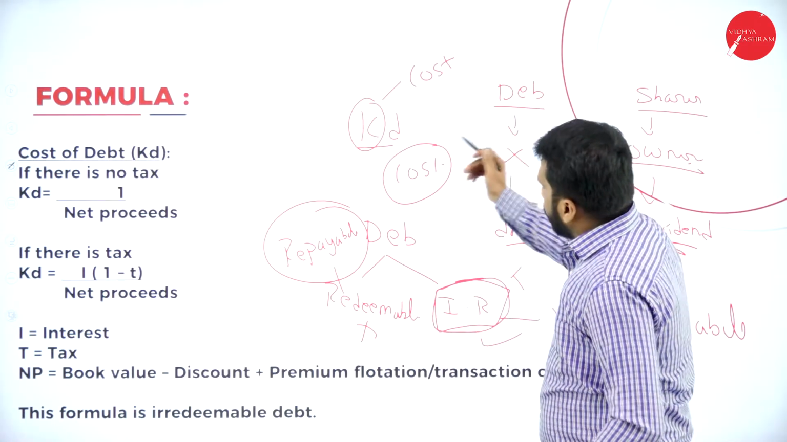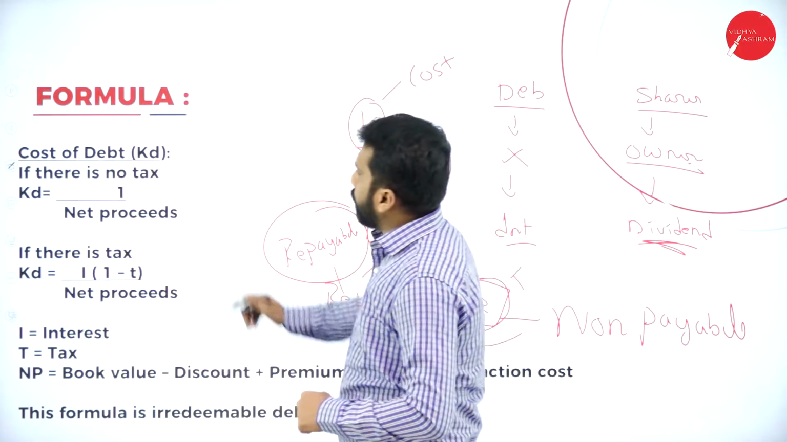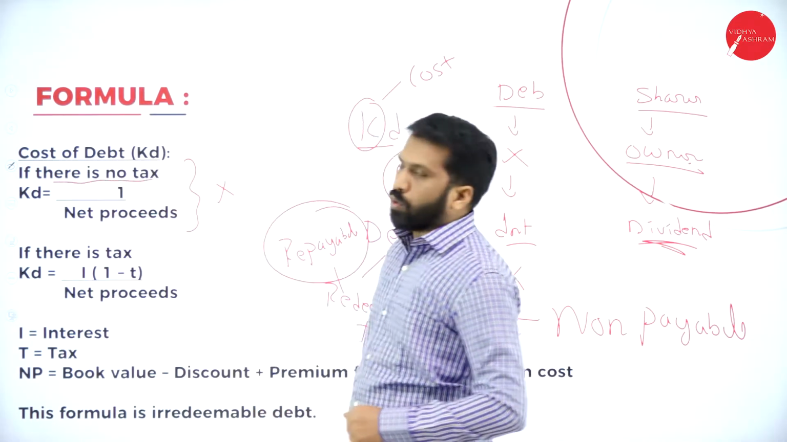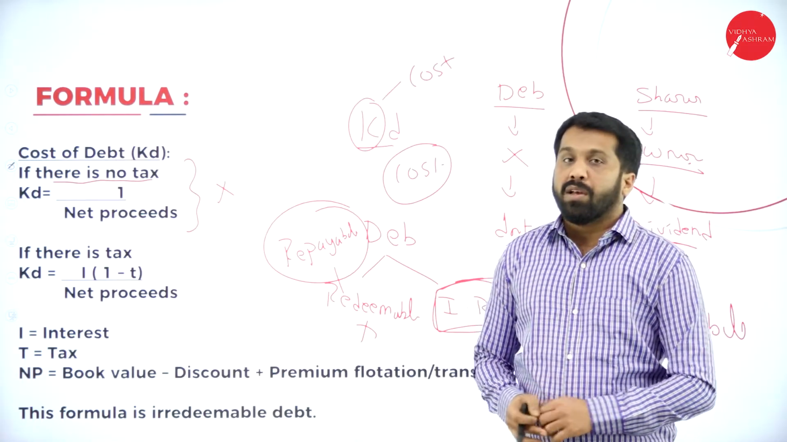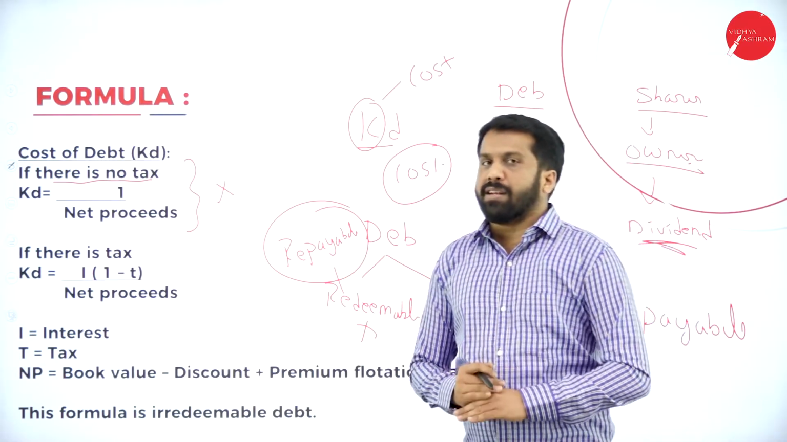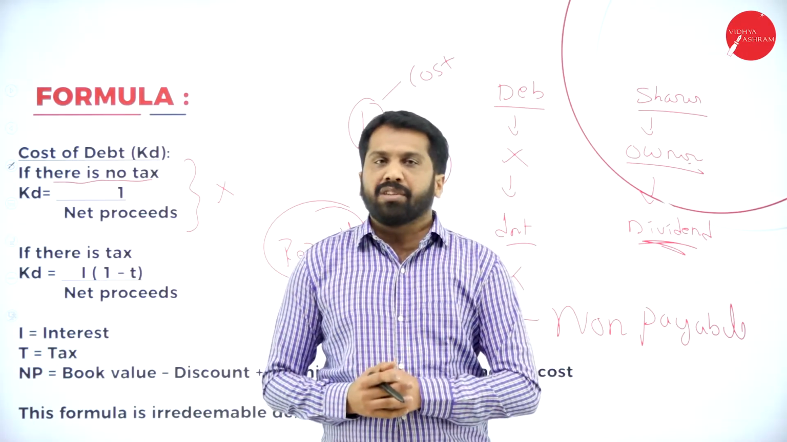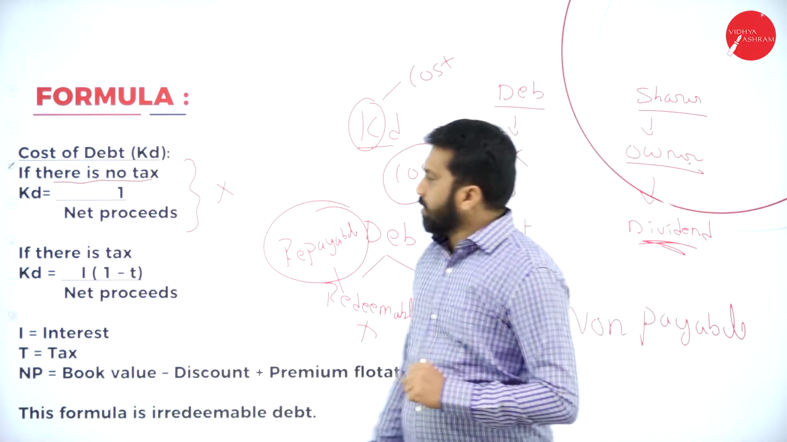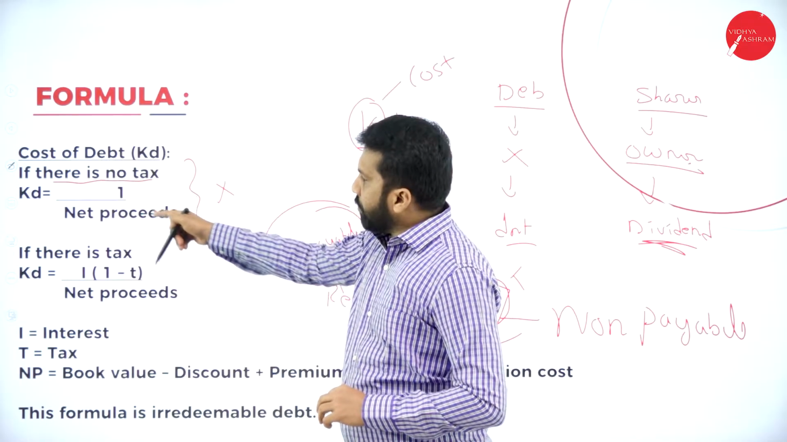Now, you understood what is equity and what is debenture. Now you have two formulas. First formula, nothing to remember, because without tax, 99% you will not get any problem. With the tax, yes, you will. Without tax, 100% you will not get any problem in your examination. You are supposed to remember only the problem with tax. Now, what is the formula with the tax?